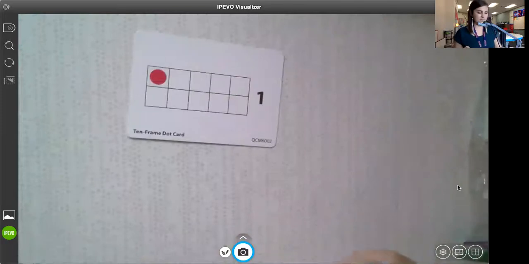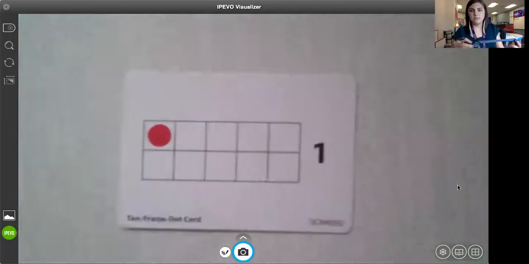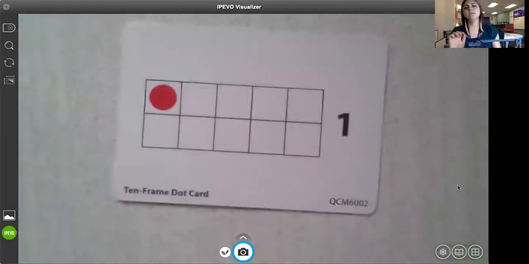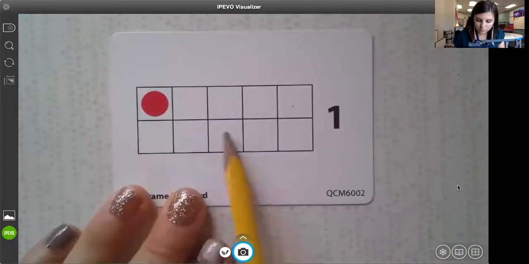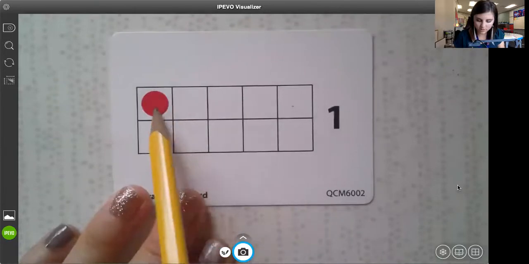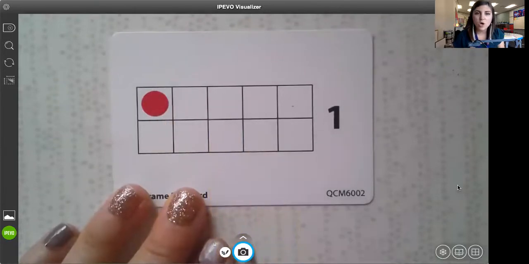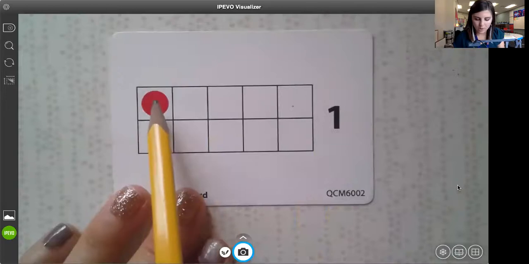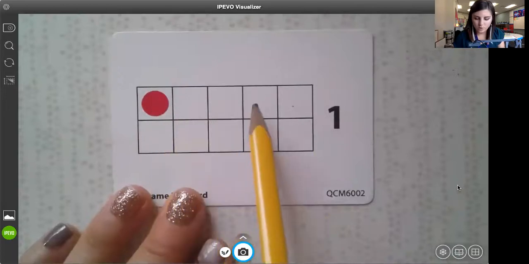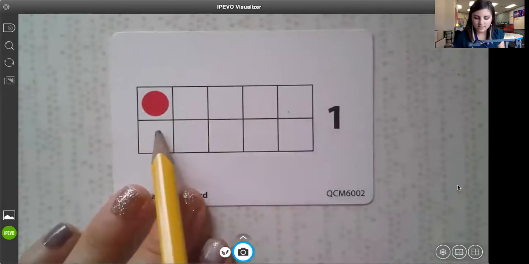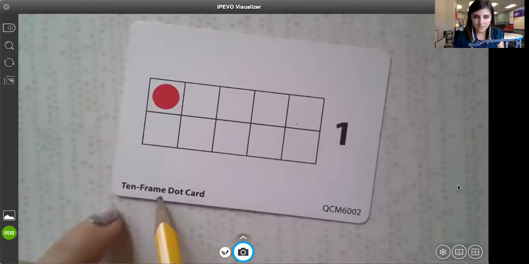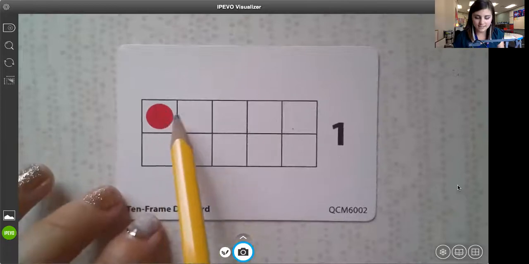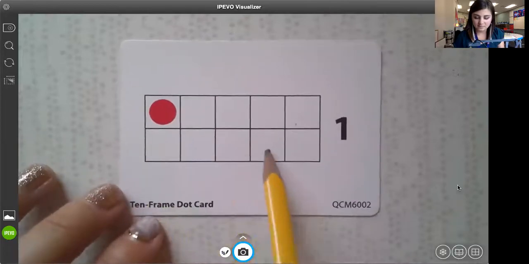So this is a 10 frame. This is a 10 frame with the number 1 on it. So if you take a look, we call it a 10 frame because there's 2 rows. There's 5 columns. 1, 2, 3, 4, 5. I'm going to count each square. 1, 2, 3, 4, 5, 6, 7, 8, 9, 10. This is called a 10 frame because it has 10 frames in it.